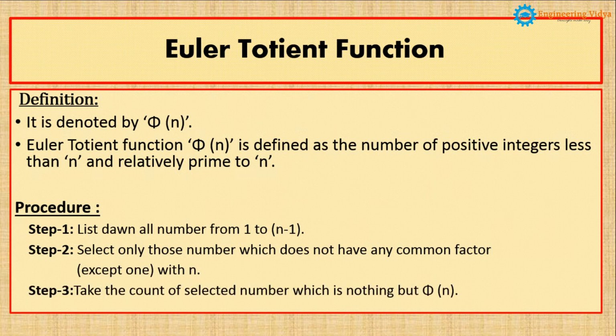Then we'll go to step number 3, and at step 3 we'll take the count of all the accepted numbers. The count of all those accepted numbers is basically called phi of n, or the Euler Totient function. Now we'll understand this procedure with the help of an example.